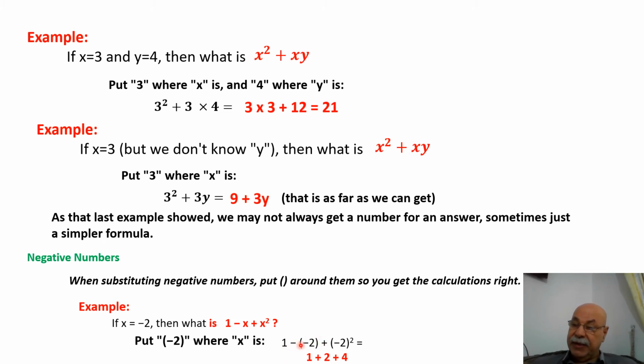For how to add, subtract, multiply and divide negative or positive numbers, you can go back to my video about it. After that it becomes 1, because 1 times this is 1, plus 2, because minus times minus becomes plus. Minus 2 squared: minus times minus becomes plus, and 2 squared is 4. Now it becomes 3 plus 4, which is 7.